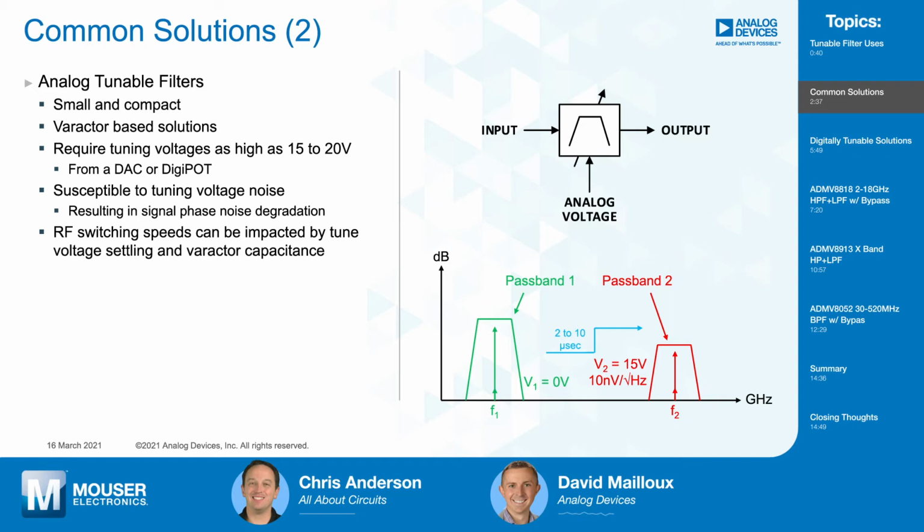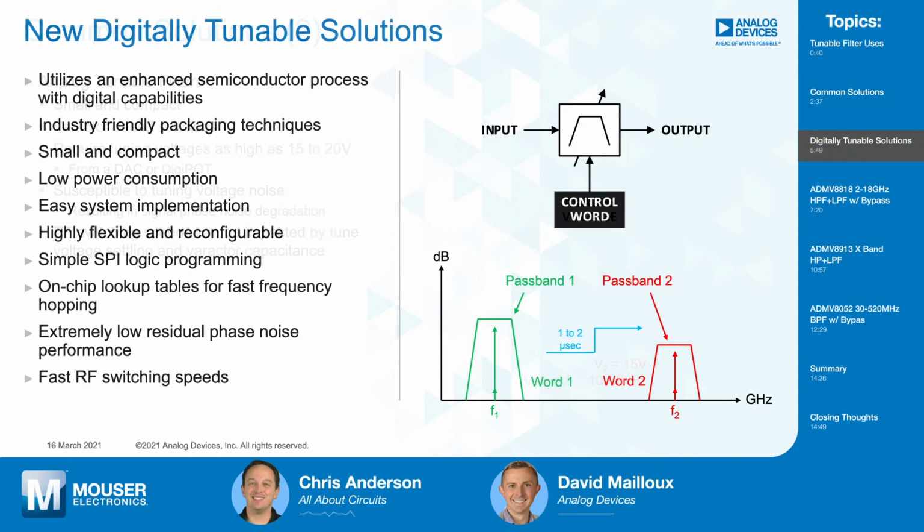Conversely, if you provided more analog voltage filtering, you could improve the noise performance of the filter, but you will also degrade the settling time, being able to switch quickly with the filter. Now, let's talk about the digitally tunable filters that ADI offers.